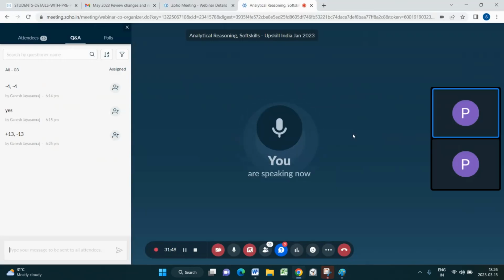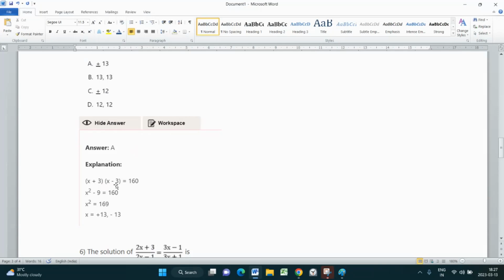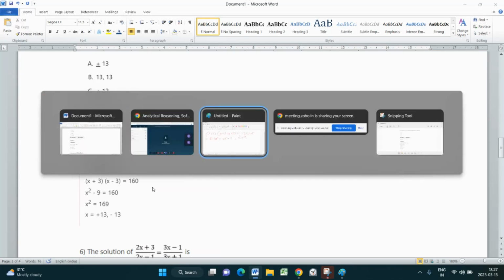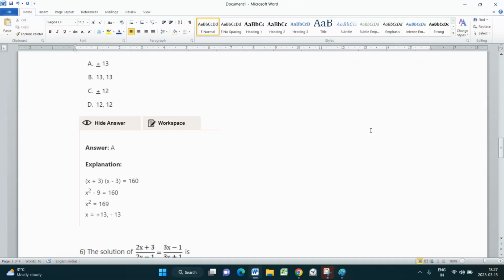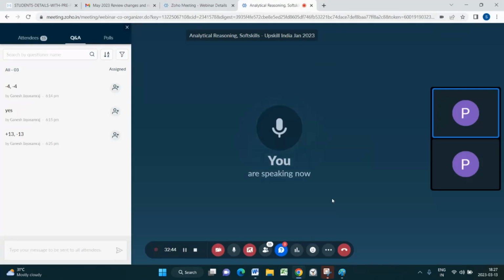Understood this? Did you understand this, children? Understood how x plus 3 and x minus 3 can be solved? Understood or not? This is what is given here: x plus 3 into x minus 3 is equal to 160, so x square minus 9 is equal to 160. This is how we solve it. Taking the minus 9 to the other side, it becomes plus 9, so x square is equal to 169. The square root of 169 is x, so plus 13 or minus 13. Ganesh is perfectly right.